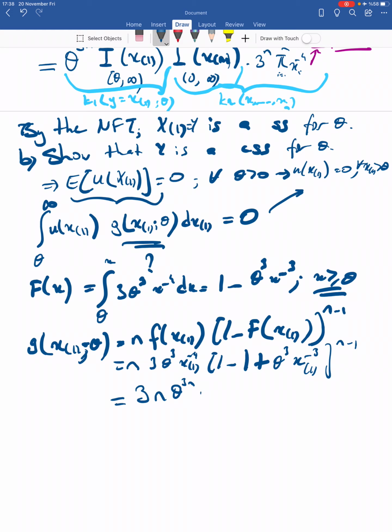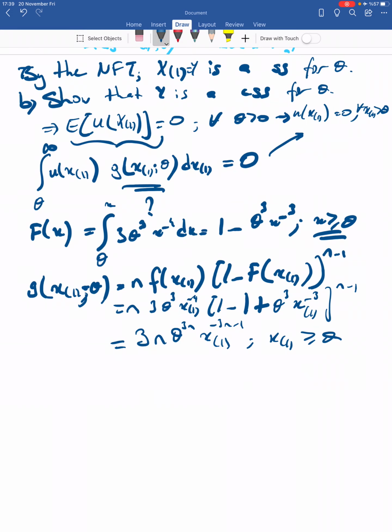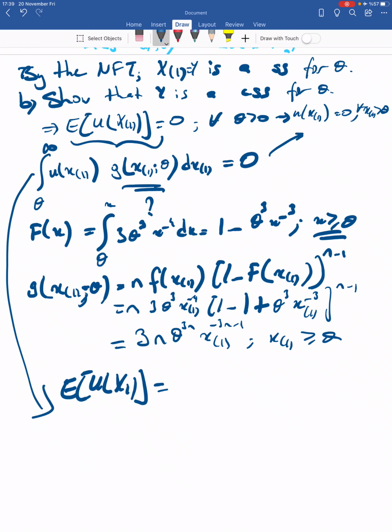Okay, and then we have x1 to the power minus 3n minus 1. What is the range? Range is this one. Okay, so after finding this, let's show the completeness. So get the expectation formula, E[u(X1)]. So for any arbitrary function of x, u(x). So let's put in a parenthesis.